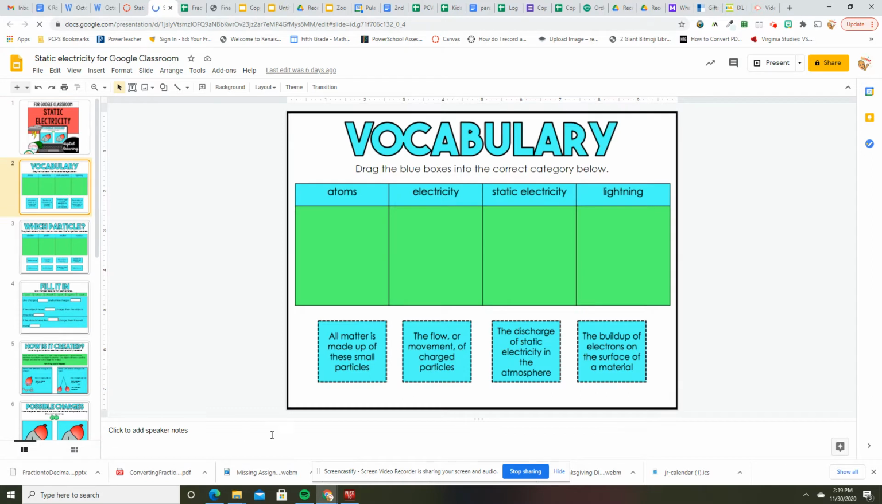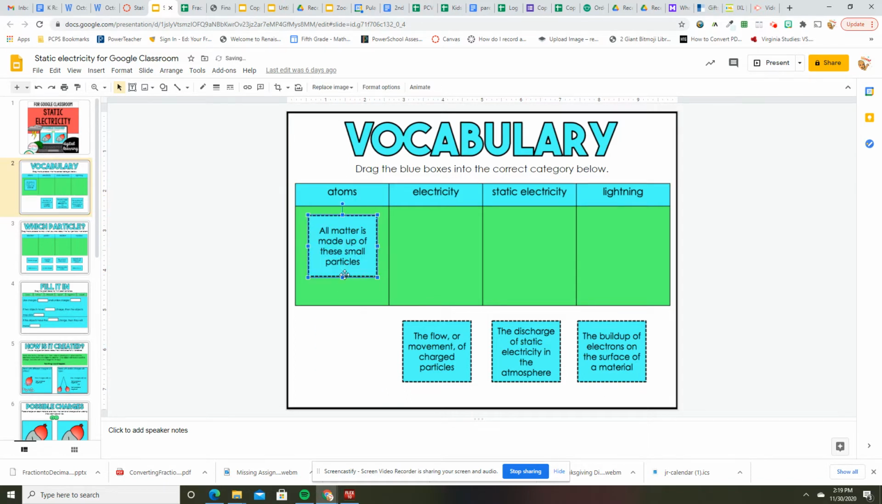You only have just a few, not too many. So you're going to drag the correct definition: atoms, electricity, static electricity, lightning. Atoms are these, which we've not talked about matter, but they are the smallest part of everything. So I'm going to go on and put that there for you. And then I think you can probably figure out the other.